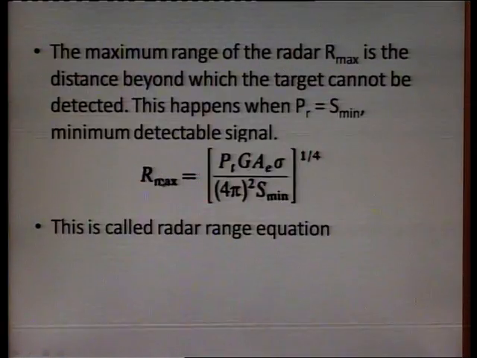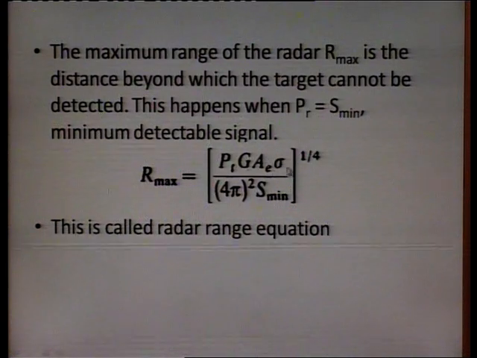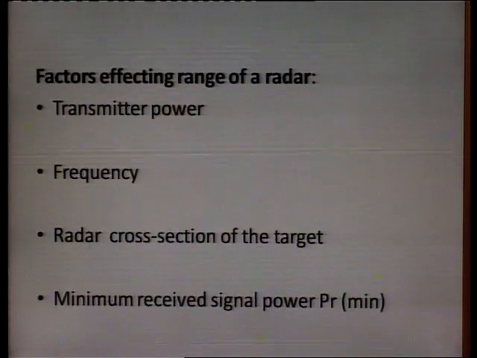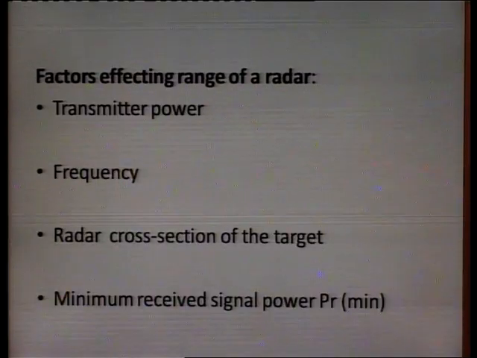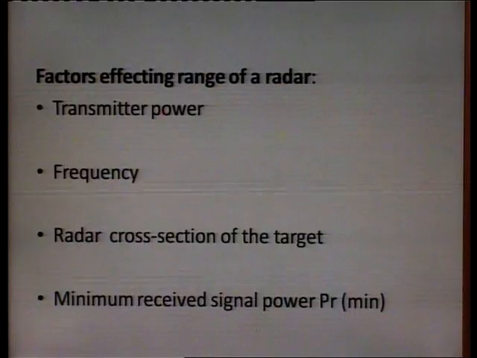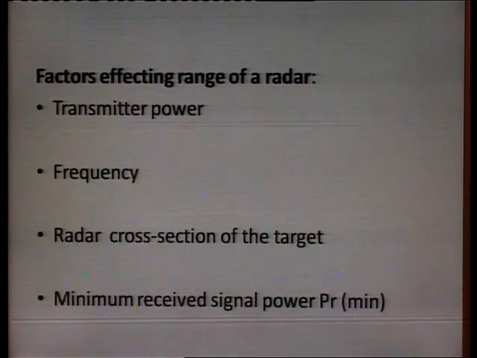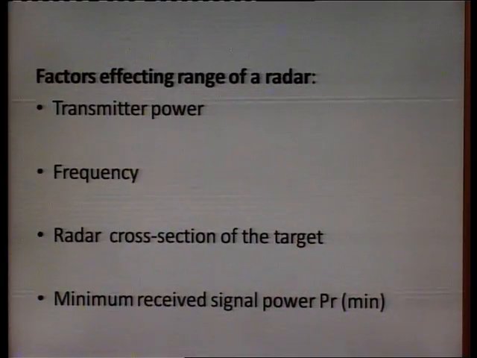The factors on which R max depends are P t, G, A e and sigma. This is called the radar range equation. Factors affecting the range of radar: transmitted power, the frequency, as lambda was there, it is a measure of frequency, radar cross section of the target, and minimum received signal power, meaning S minimum. So, these are some of the factors which affect the range of the radar.